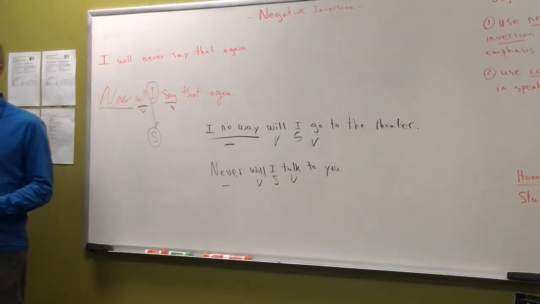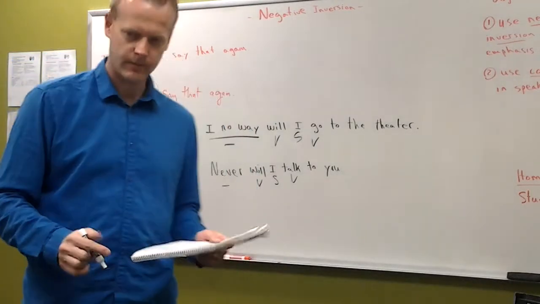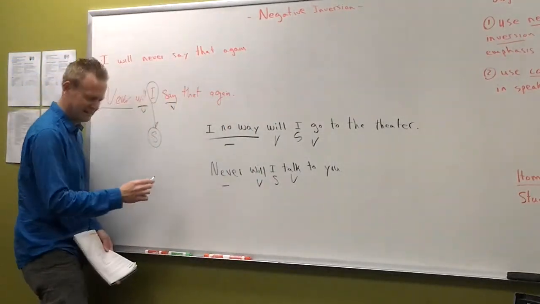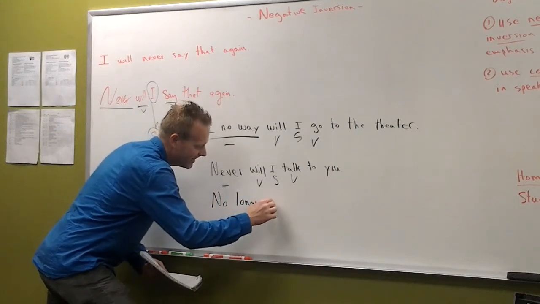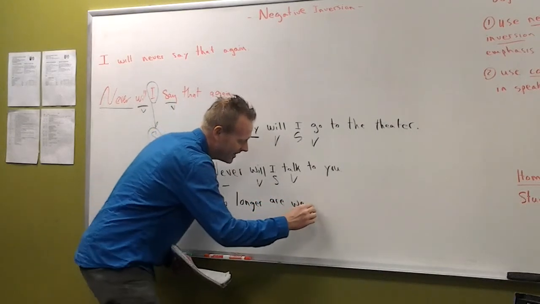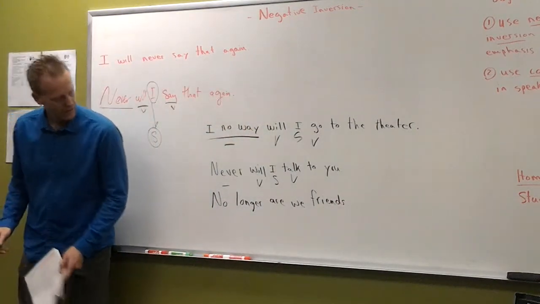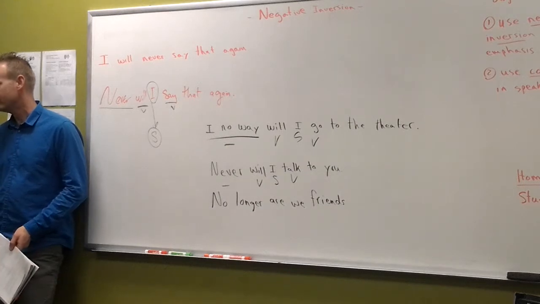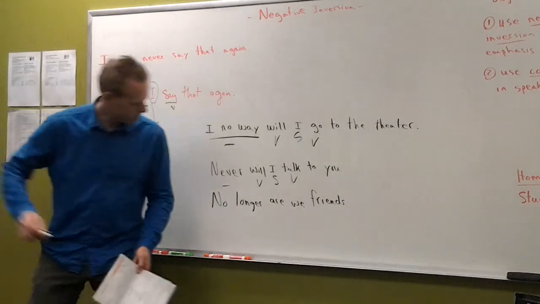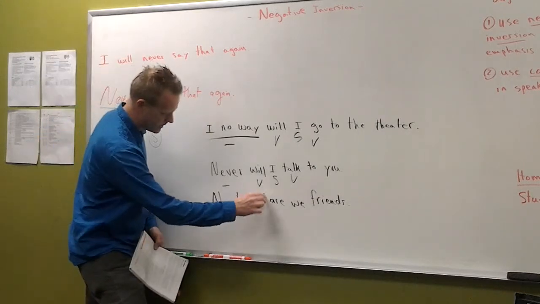No longer. Can someone over here? No longer. Ikram. No longer do we have time. Making me cry. No longer. Are we friends? Yeah. I have a question. Yes, sir. How can I make it a question? You can't. And the reason is because you can't put the negative on the front of a question. Got it. Good question. Thank you. Negative? This whole thing is a negative, right?